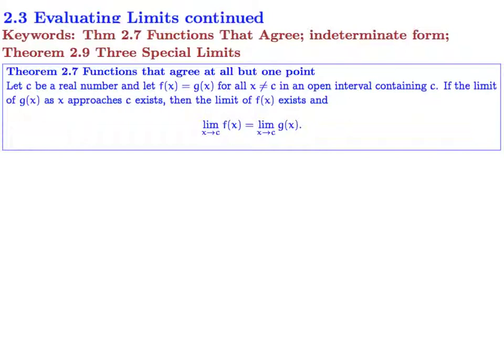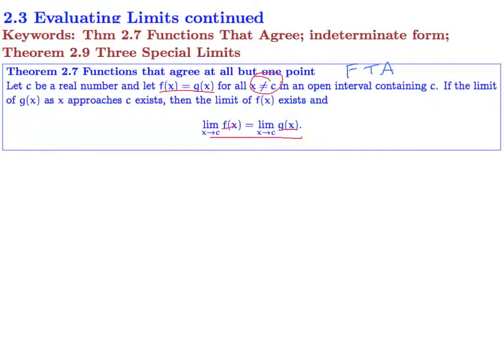Theorem 2.7 says functions that agree at all but one point, and we're often going to abbreviate this as FTA. And it says that if you have yourself a real number c and you have two functions that basically look the same, they agree except at one point, then if the limit of g of x as x approaches c exists, then the limit of f of x exists and the limits are equal. Basically, you can replace a bad function, f, with a good function that you can compute the limit of. So let's see how this works.